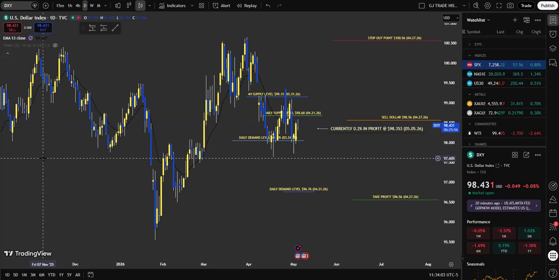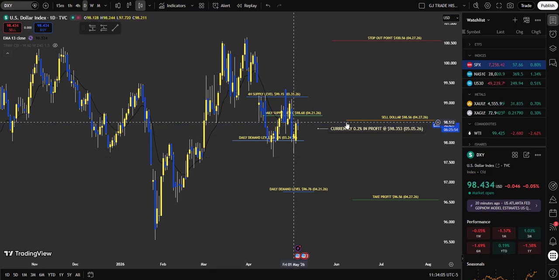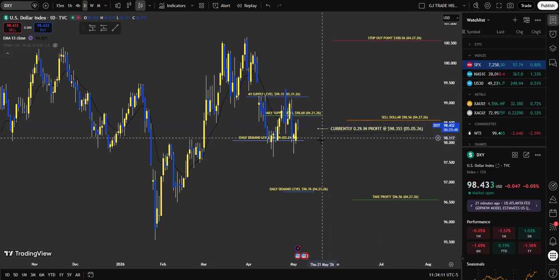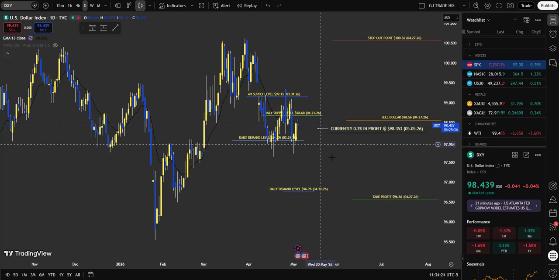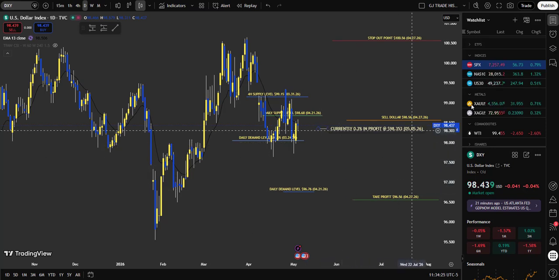All right. With that being said, this is the dollar index here. It was, at the time of this recording, in profit about 0.2% from our sell at 98.56. It's retreated since then, and that's still slightly in profit, but it's essentially break even right now at 98.43. But this is where we're looking to sell the dollar down to 96.56. So we're looking out for that.